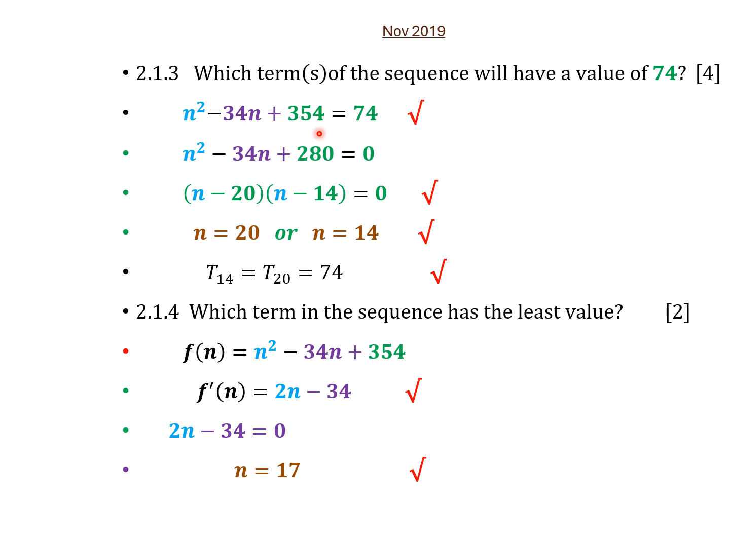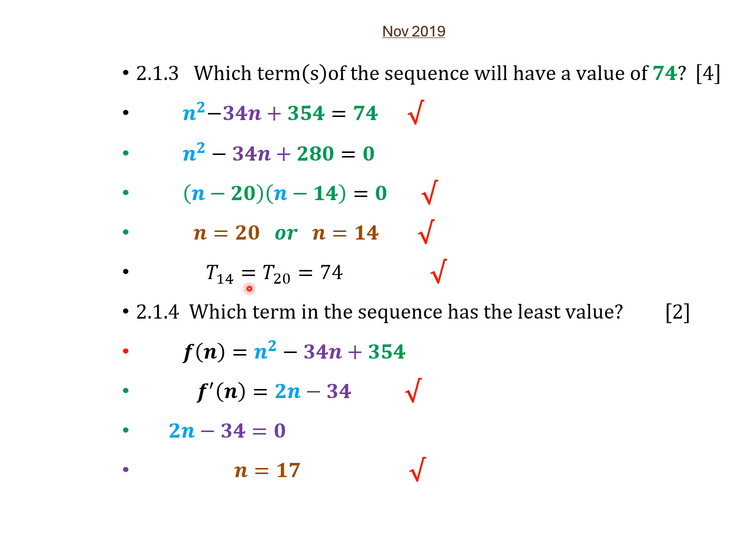If I bring it over, 354 minus 74 gives me 280. So I have n squared minus 34n plus 280 equals 0. Negative 20 times negative 14 gives me 280, and negative 20 minus 14 gives me negative 34. So in this case, n equals 20 or n equals 14. So you see, that's why they said which term or terms.